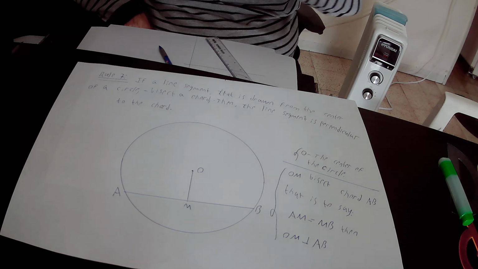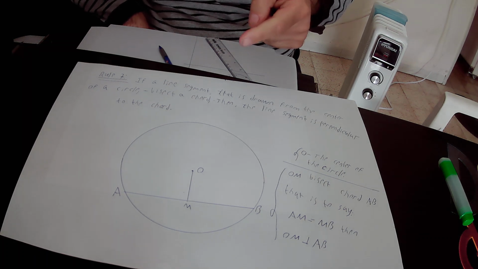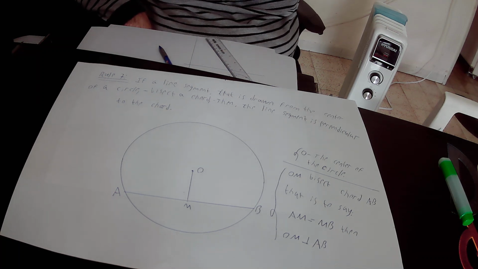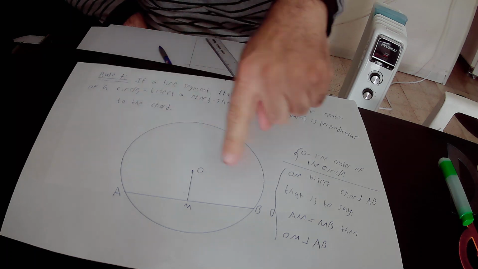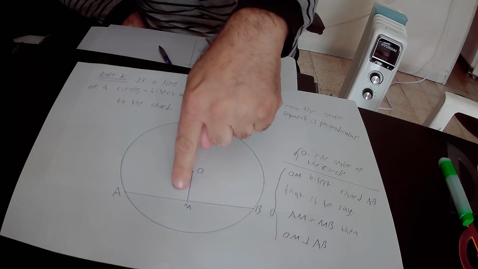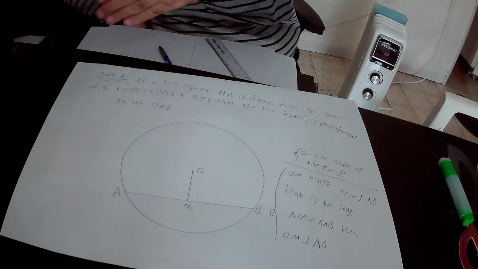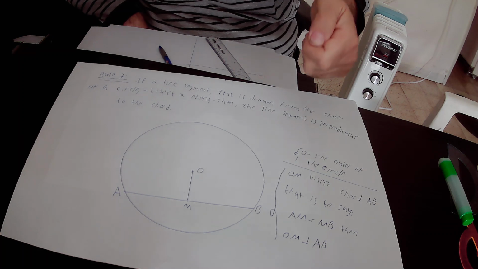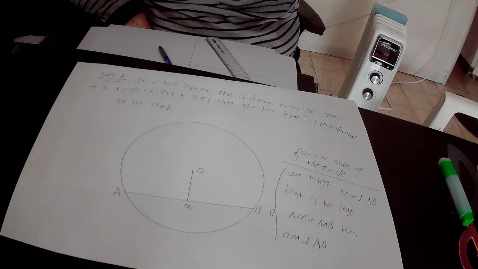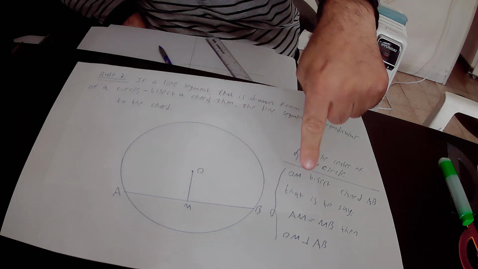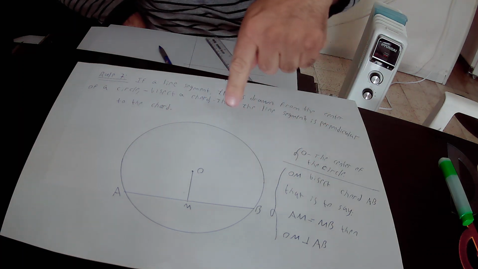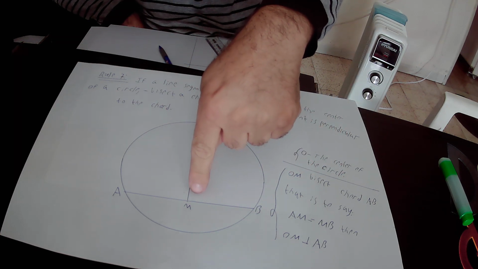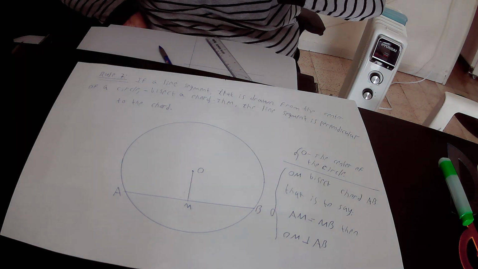And whenever you have a line segment from the center of a circle that bisects the chord, it must also be perpendicular to the chord. So in this case, OM is perpendicular to AB. That is to say, this angle equals 90 degrees and this angle equals 90 degrees according to rule number 7. Because OM bisects chord AB, AM equals MB, therefore OM is also perpendicular to AB.